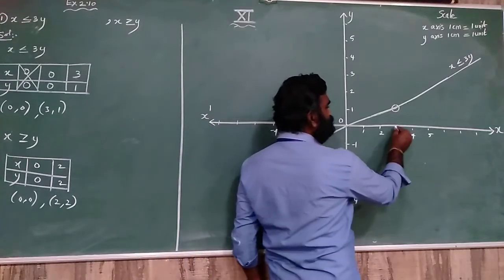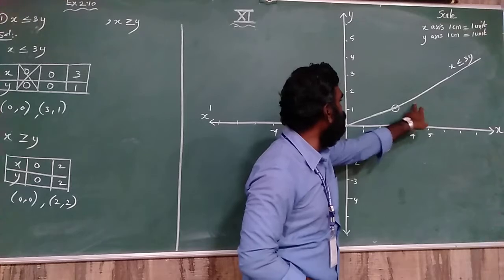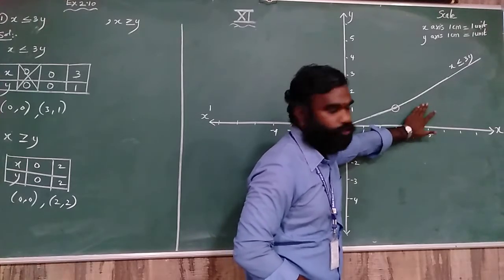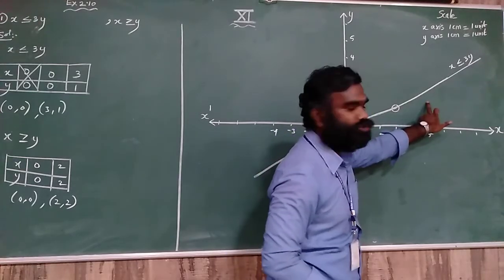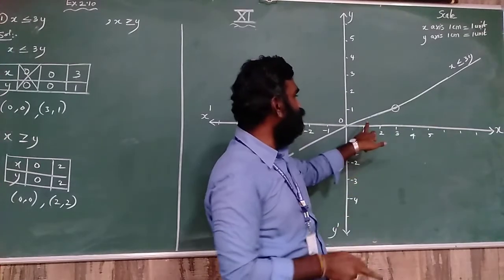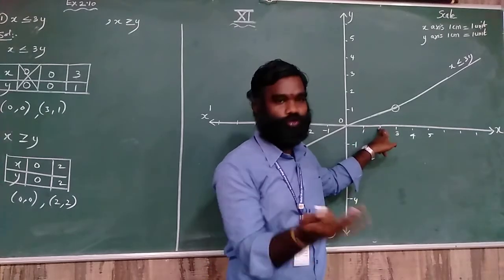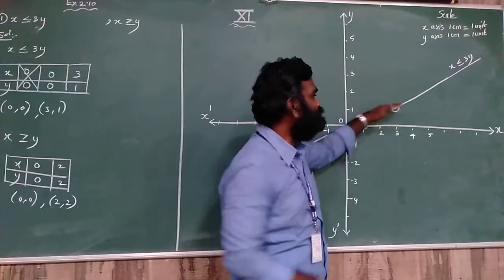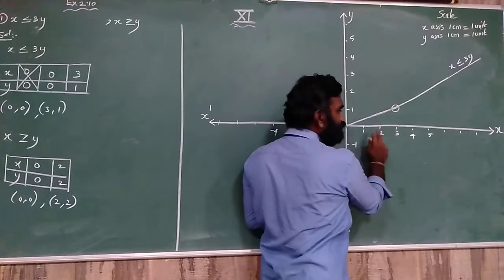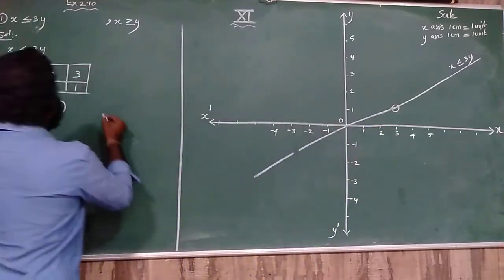Suppose we consider one point, namely (4, 1), because this (4, 1) is present here in the first quadrant. Otherwise, I can take (5, 1) also. The easiest one, I can take (1, 0) or (2, 0), because this one lies right of the line. So I am going to take (2, 0). We are going to apply (2, 0) here.